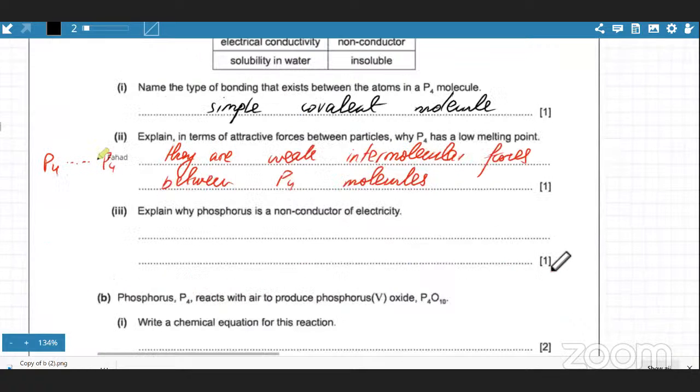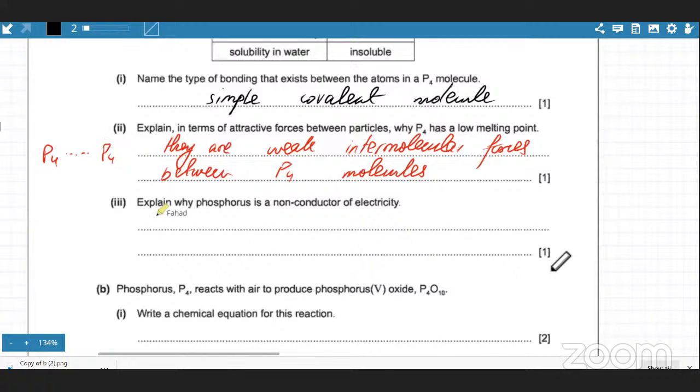The next part is why is it a non-conductor of electricity? Because it's a covalent molecule. They're sharing electrons. All the electrons are occupied. So it's a non-conductor. Why? Because there are no free-moving electrons or ions present.